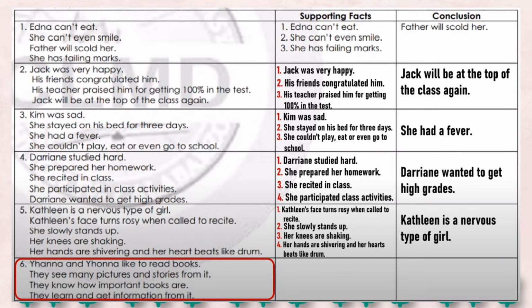And number 6, Yana and Yona like to read books. They see many pictures and stories from it. They know how important books are. They learn and get information from it.